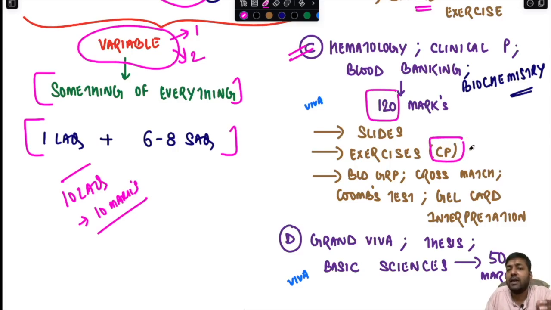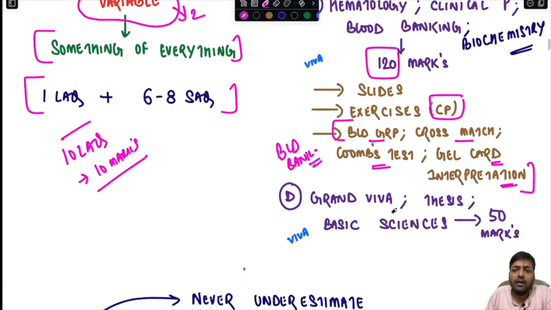I will discuss the important exercises. You might have to do the blood grouping, cross match, Coombs test, and gel card interpretation. You might have to perform them. These are the blood banking exercises that you have to do.